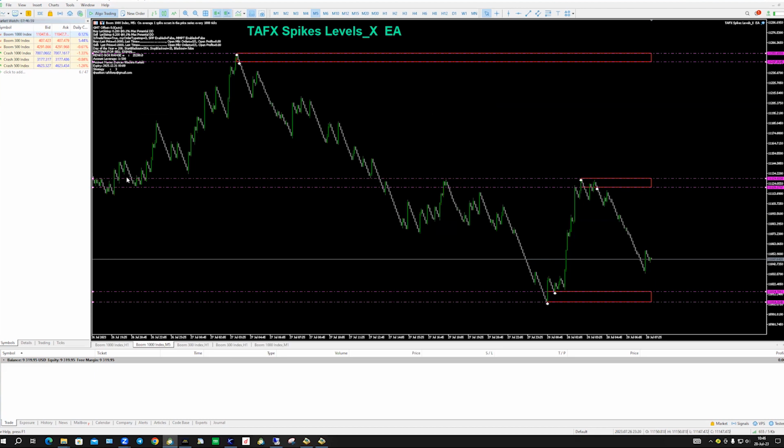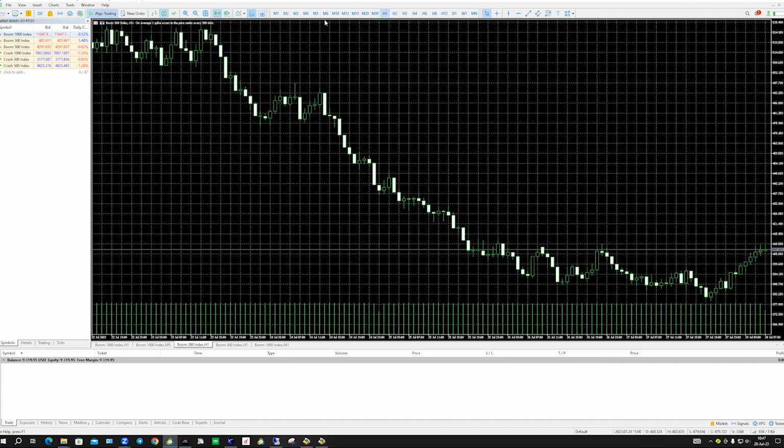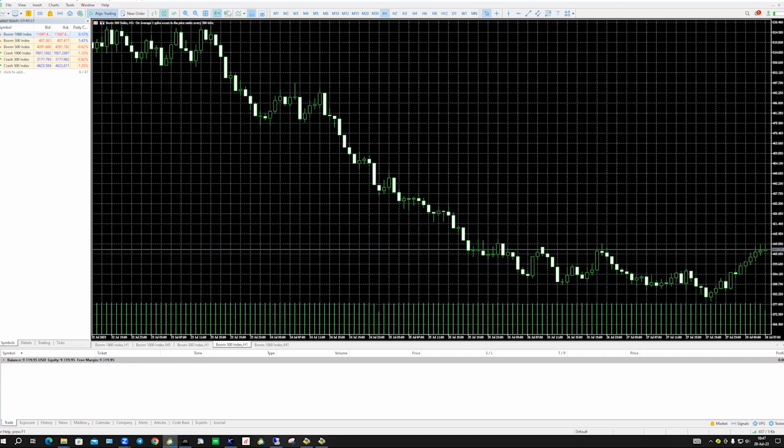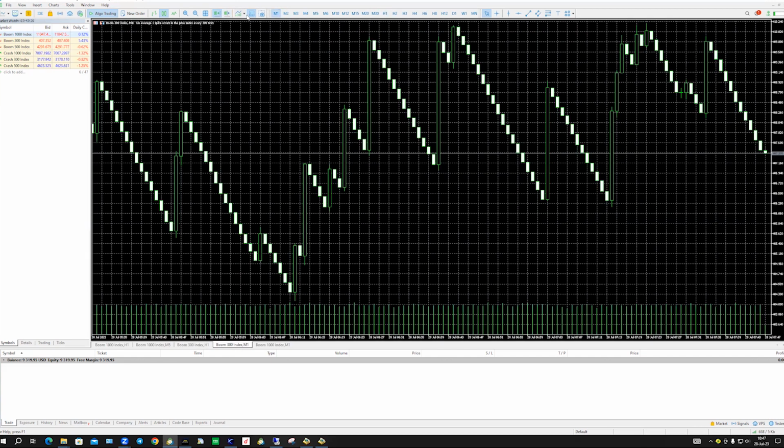So let's say, for instance, again, you want to trade Crash 300. Remember, we said to stick to the 1 hour time frame so that it can give you the direction, and scalping in minute 1. So we are coming from the resistance. If you go here in minute 1, let's say for example here, you attach the EA, all right?